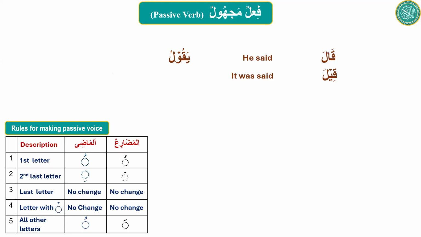Yakulu means he says or he will say. Right? I want to change that to it is said or it will be said. So let's do it. You have the blank.